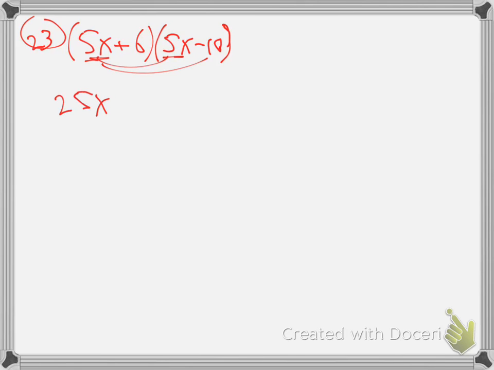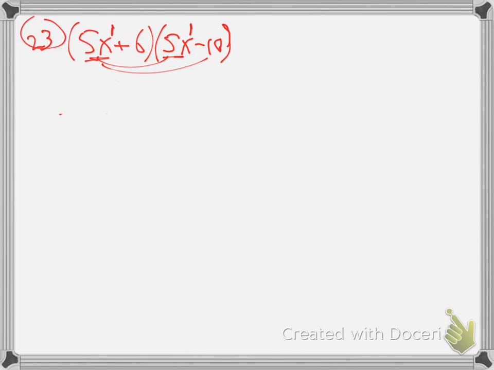23. Another FOIL. 5x plus 6, 5x minus 10. All right, so the 5x goes to both. You know the deal here, right? When they multiply, out front numbers multiply, powers add. 5x times 5x, 25x squared, because the invisible 1 powers add.